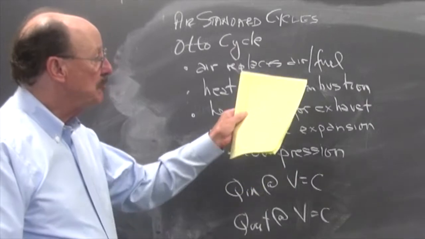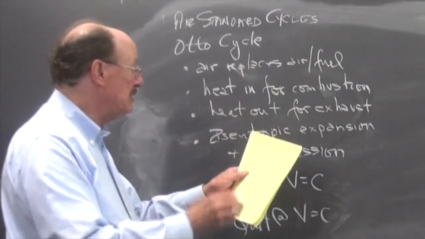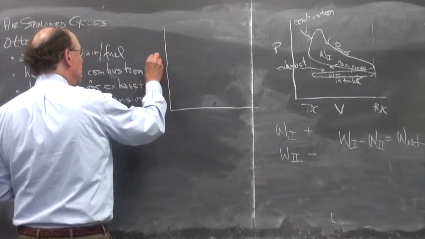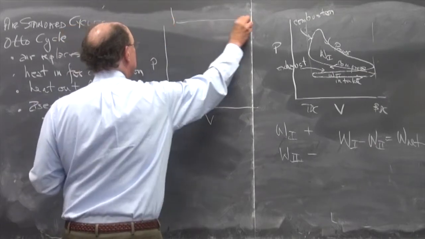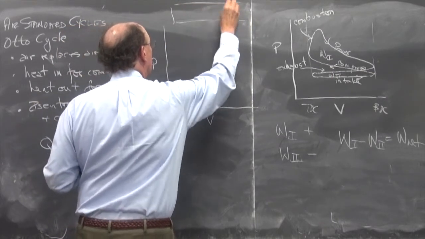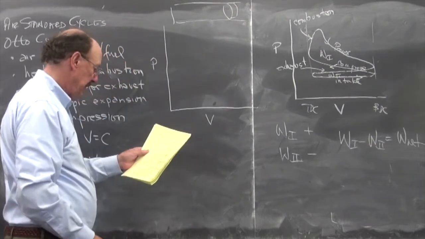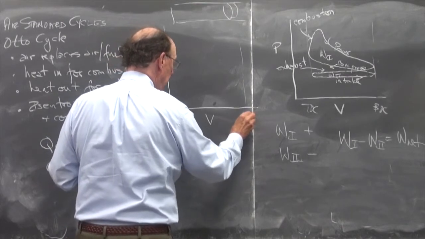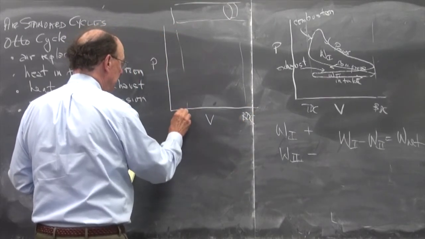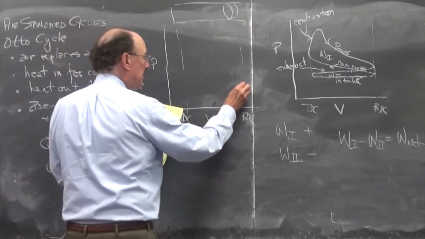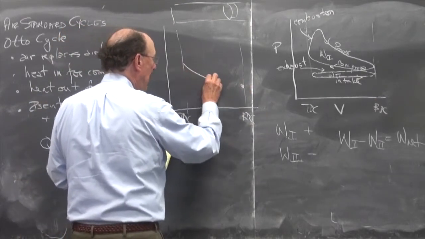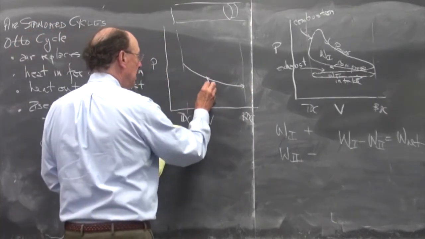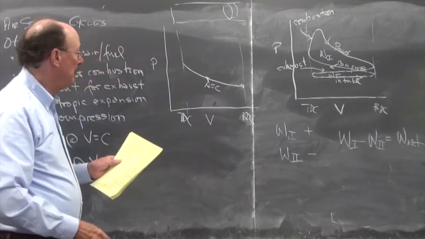And I'll draw the PV diagram so we can see what it looks like here. So we have the PV diagram for the air standard cycle. And I can imagine I have a piston cylinder here, and it contains air. If I start here, we have my bottom dead center, top dead center. We're going to start at bottom dead center and we have isentropic compression, S equals C, from 1 to 2.